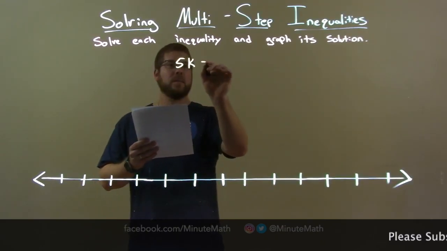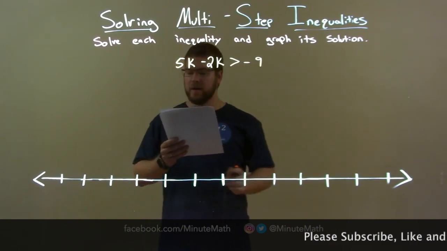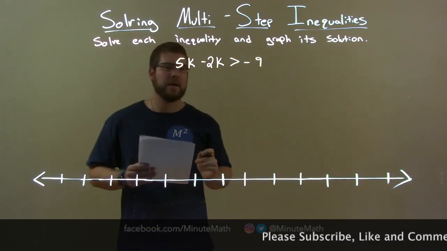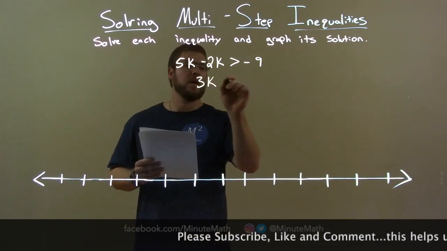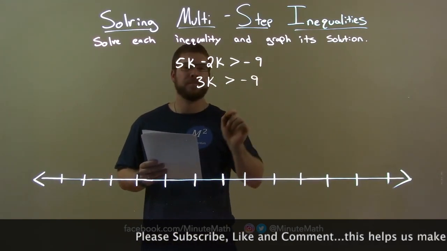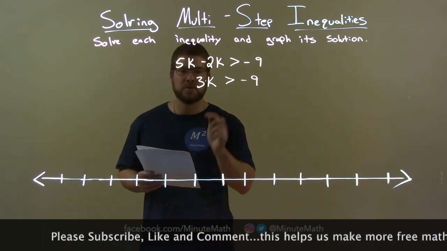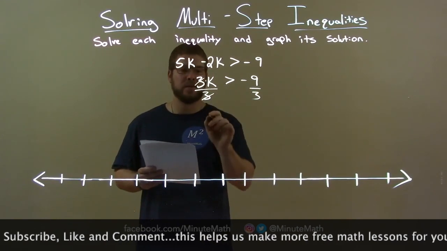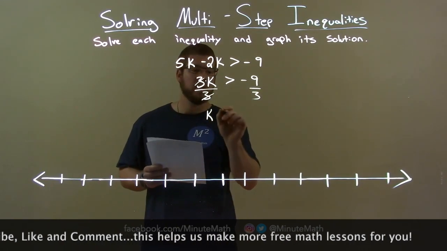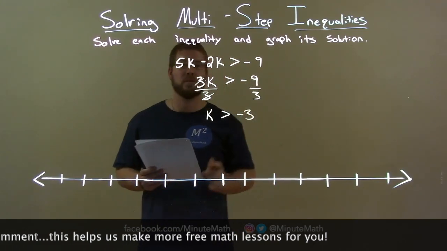5k minus 2k is greater than negative 9. We want to get k by itself. 5k minus 2k is 3k, and it's still greater than negative 9. Multiplication's right there, so opposite of multiplication, division. Divide both sides by 3, and now k is by itself on the left. It's still greater than. Negative 9 divided by 3 is negative 3.